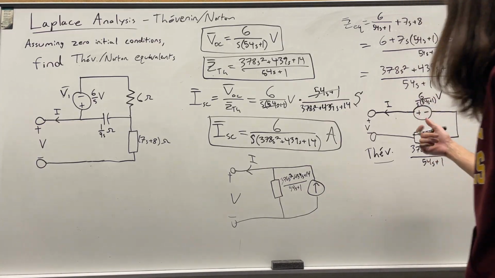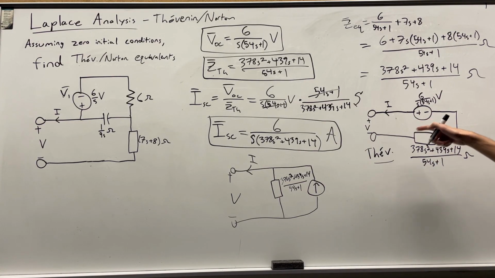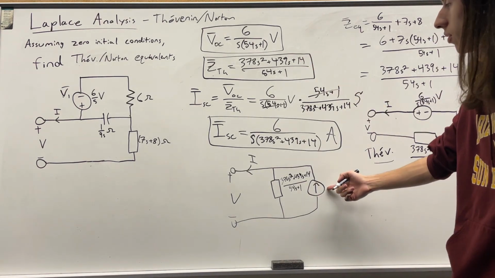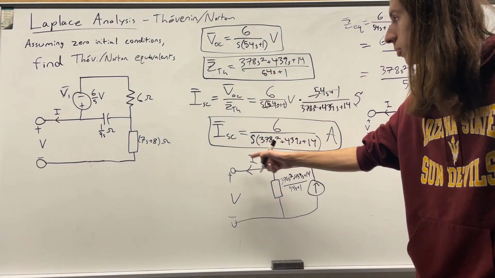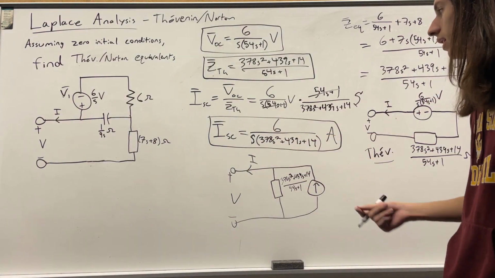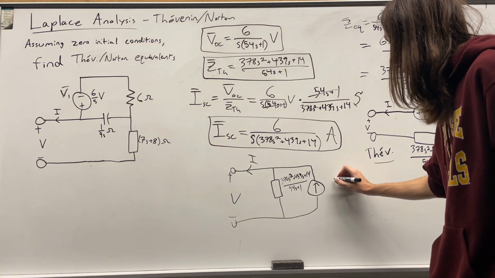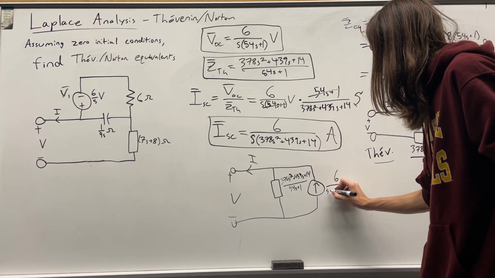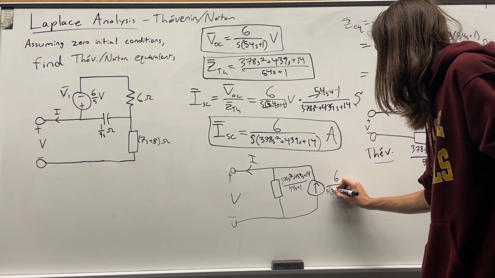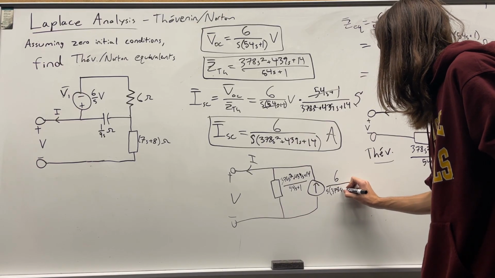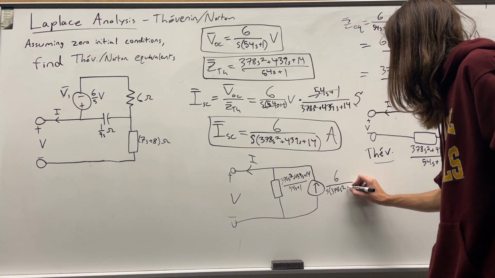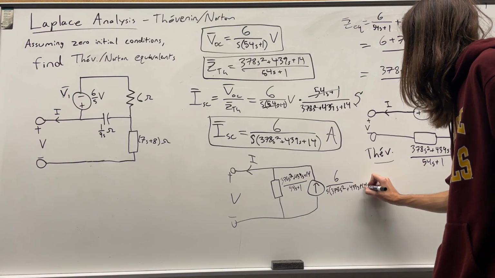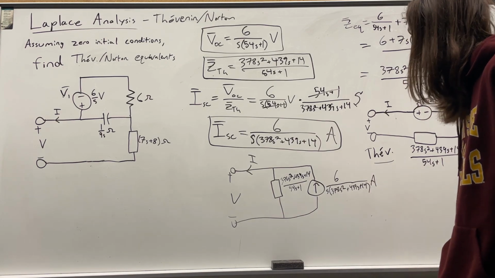Again, just like what I was saying before, if this were flipped, the voltage would be negative, VOC would be negative. Same thing here, if this source were pointing downward and this I were still pointing to the left, we would have ISC be negative. So again, just pay attention to the polarity. So the current source is 6 over S times 378 S squared plus 439 S plus 14 amps. And this is our Norton.